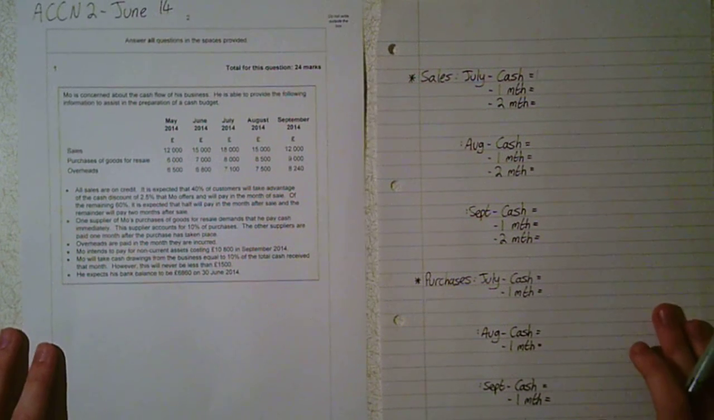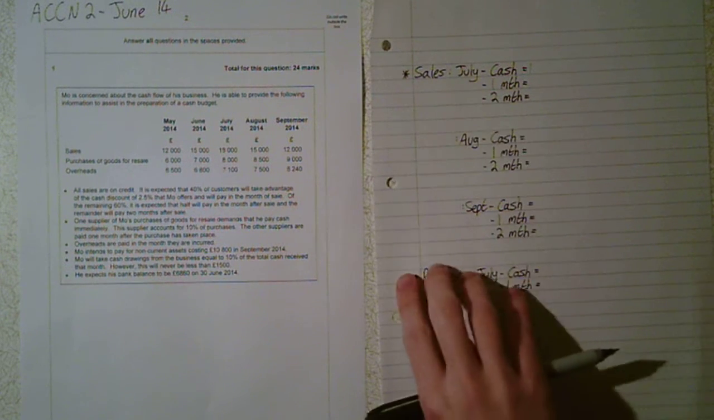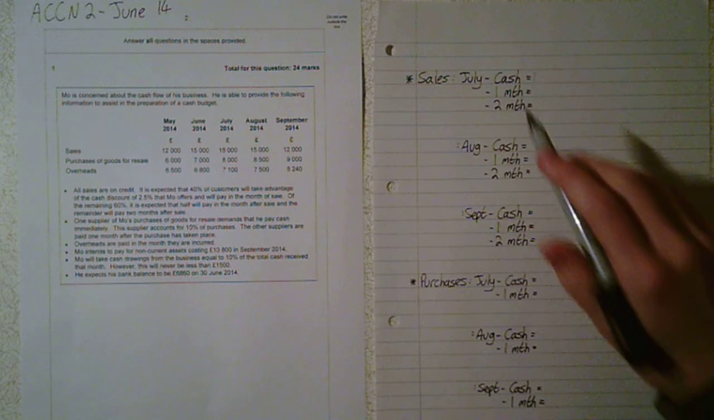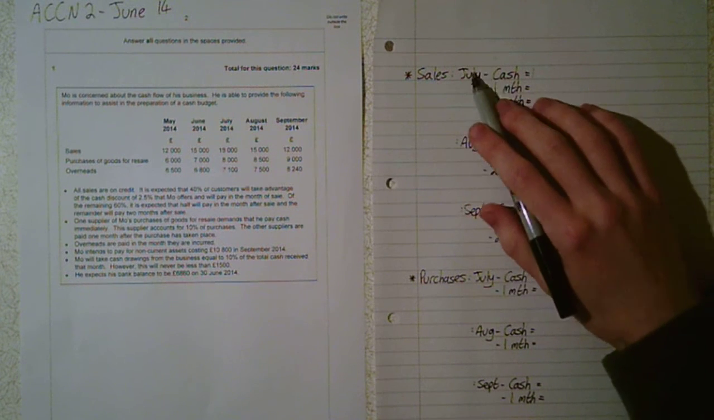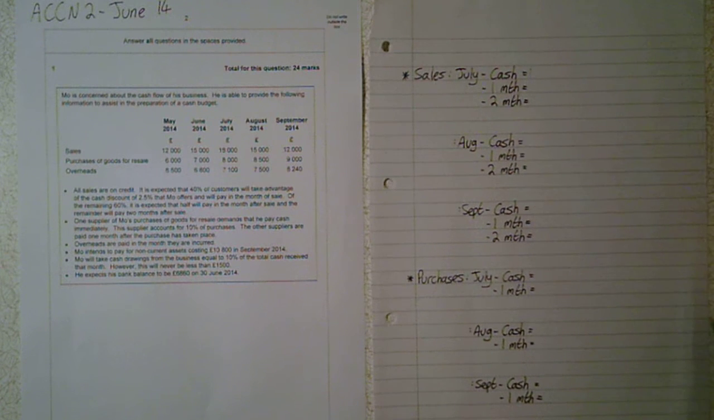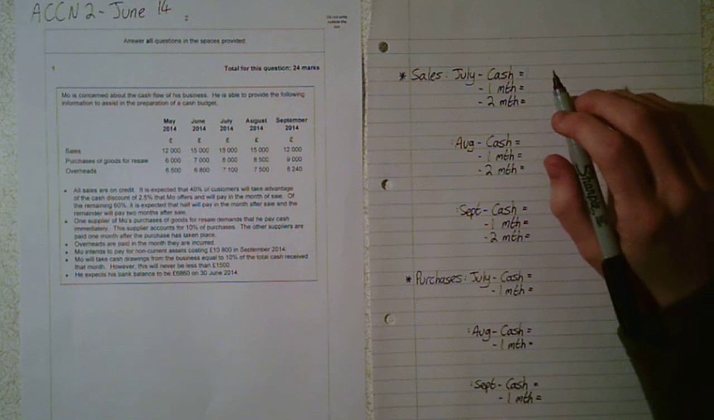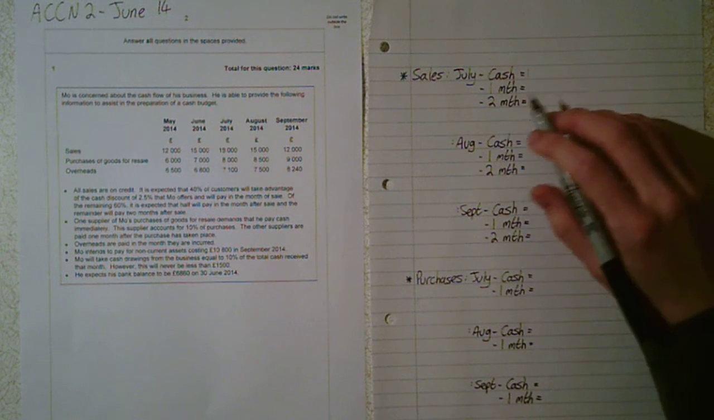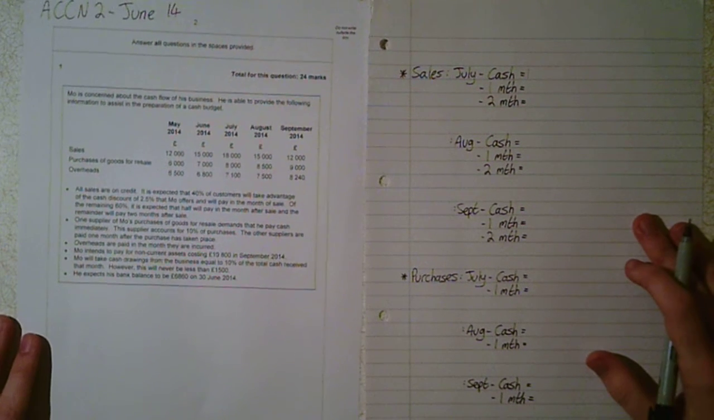So what I've laid out here is sales. So you can just ignore this bullet point for now. We're just going to do sales first. So I've laid it out in the months, July, August, September. And I've laid out the 3 different ways that people are paying. They're paying on cash, they're paying after 1 month of credit, and they're paying after 2 months of credit.